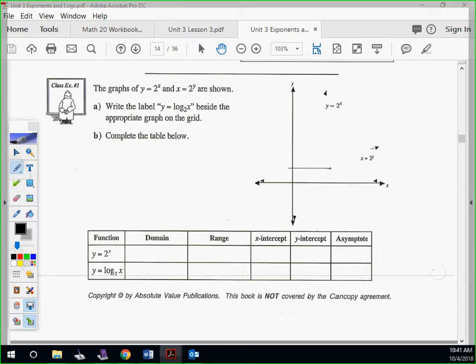The graphs of y equals 2 to the x and x equals 2 to the y are shown. Do you guys have them? Okay, that's good, because I apparently don't here. We know that they go like that, and like that, and then here's my y equals x line. It says to write and label y equals log base 2 of x beside the appropriate graph. Which one is that? That one would be the inverse. So this right here is the graph of log base 2 of x equals y.